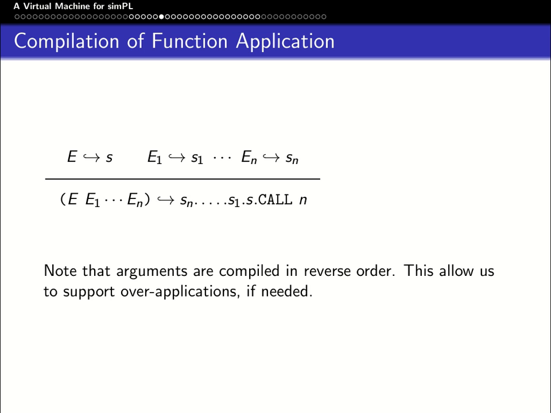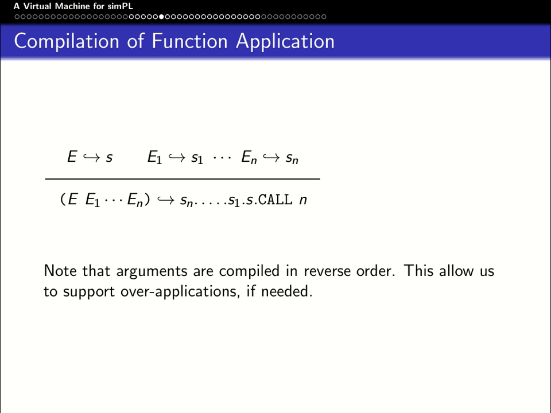So we're going to start from compilation of function application, right? You remember the syntax, right? It's expression E applied to expression 1 up to expression n. E is assumed to evaluate to a function of n arguments, or possibly less, right? We have this concept of partially applied function, or actually possibly more. It doesn't have to be exactly n arguments.